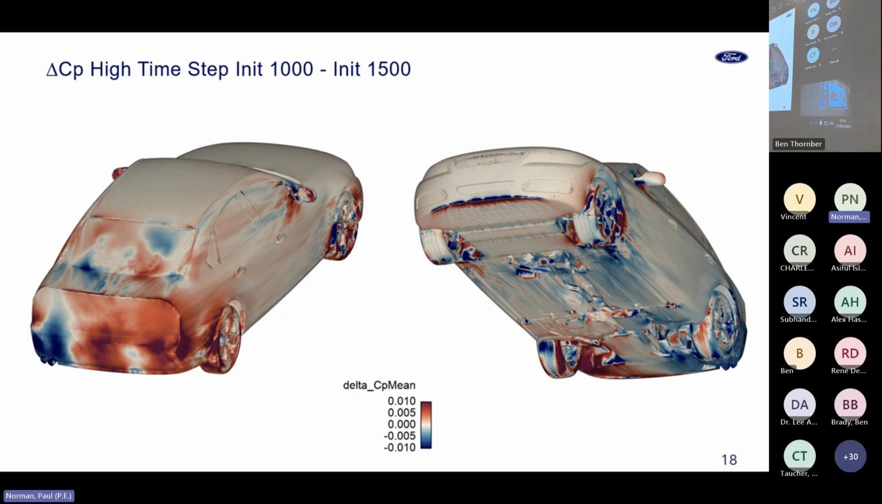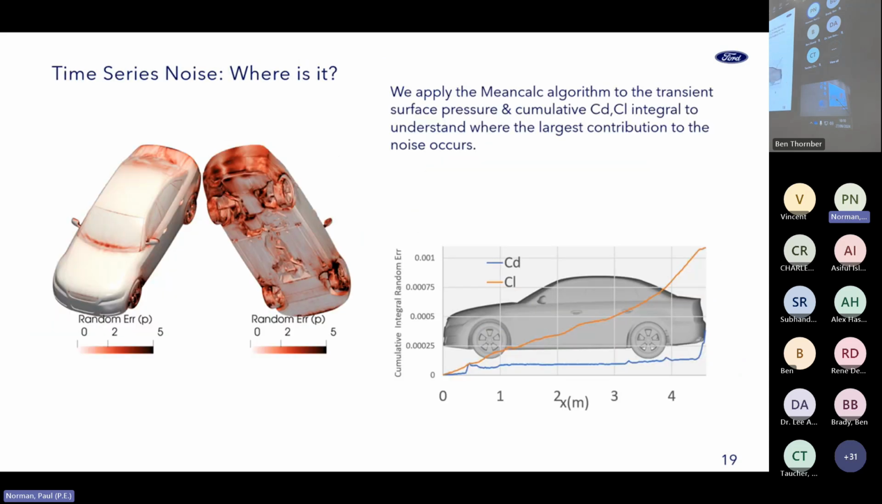I had a slide on where the error is on the surface, or where the differences between the results are, and I think we saw this in one of the previous presentations, but it's kind of the usual suspects: the base, the backlight, and some places on the wheel arches. And you can take it one step further and apply the mean calc algorithm to the time series of the surface pressure to determine where this noise is typically going to be.